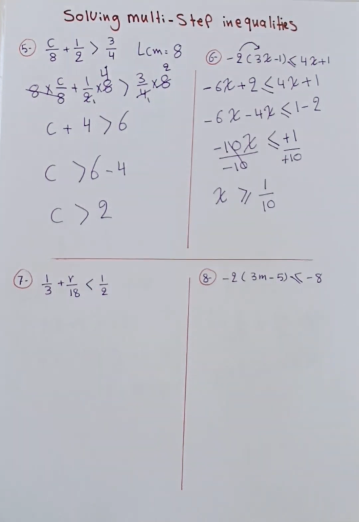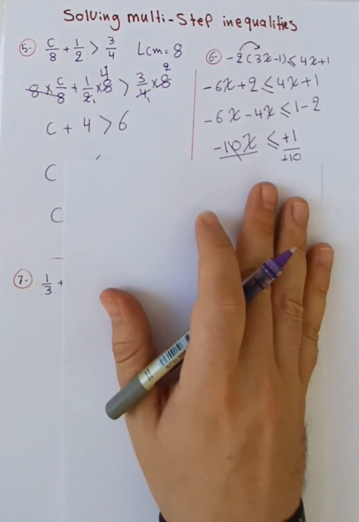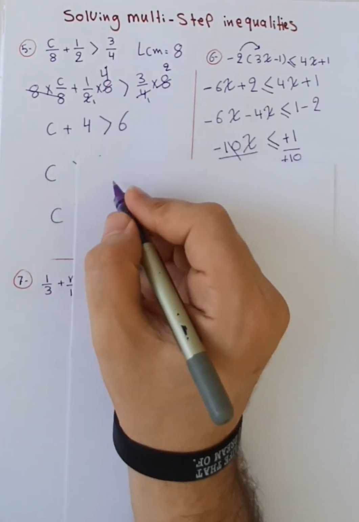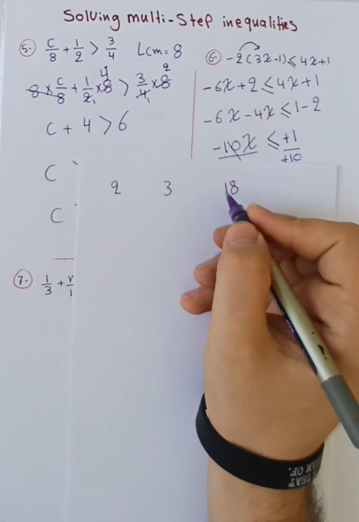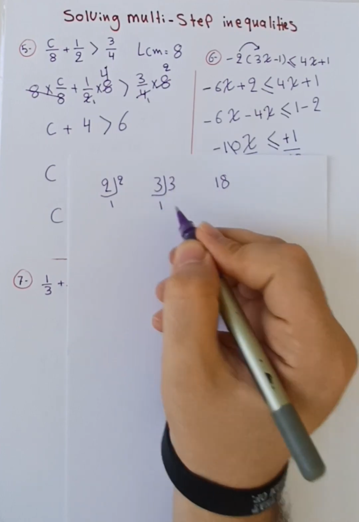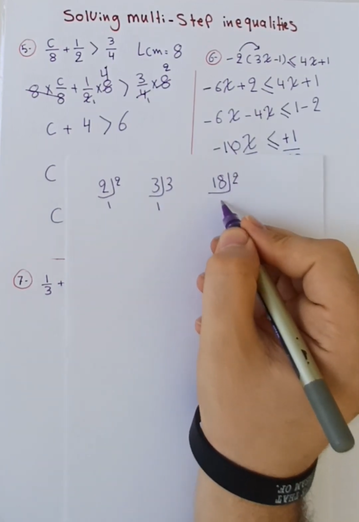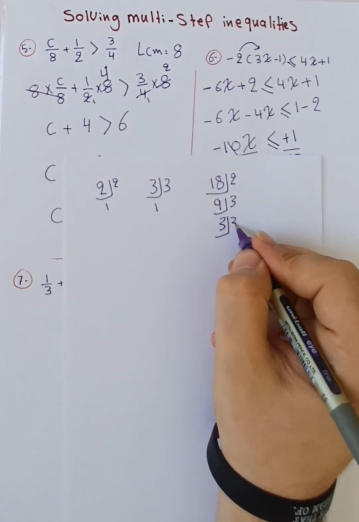Example number 7. We have 1 out of 3 plus r out of 18 less than 1 out of 2. First of all, we have to find the least common multiple for 3, 18, and 2. So we have 2, 3, and 18. 2 divided by 2 is 1, 3 divided by 3 is 1, 18 divided by 2 is 9, 9 divided by 3 is 3, and 3 divided by 3 is 1.